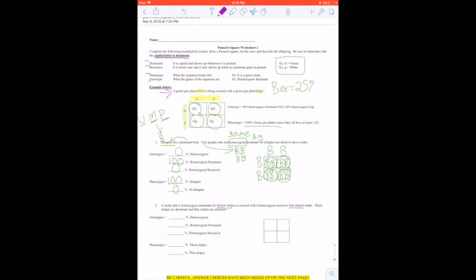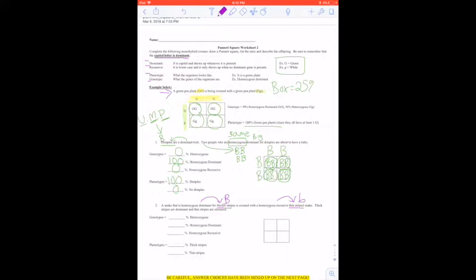Now the next one was the M for marking the letters. It says homozygous dominant was for the thicker stripes, and homozygous recessive was for thin stripe snakes. Since it gives me those clues, I can put a capital B for the thick and a lowercase b for the thin stripes. Alright, so now I've done my underlining and my marking.